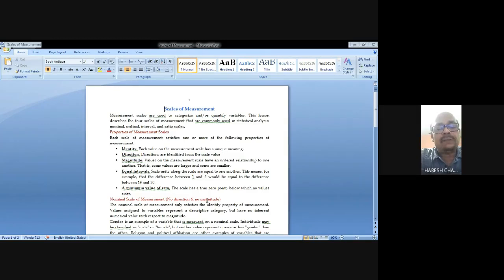Then if by the scale we see that someone is first, this child is first, this is second, this is third, this is fourth, then the measurement is in ordinal scale. Direction of difference is there. One is better than two, this is implied. Two is better than three, this is implied. One is better than three, this is implied.